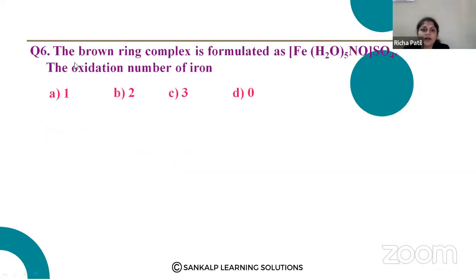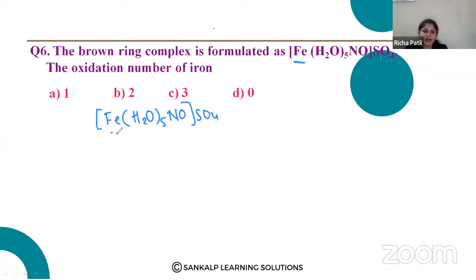The brown ring complex is formulated as [Fe(H2O)5NO]SO4, with nitric oxide in the bracket. So this is a complex, and you have to find the oxidation number of Fe. So how to solve this? It is a brown ring complex, with NO and SO4.